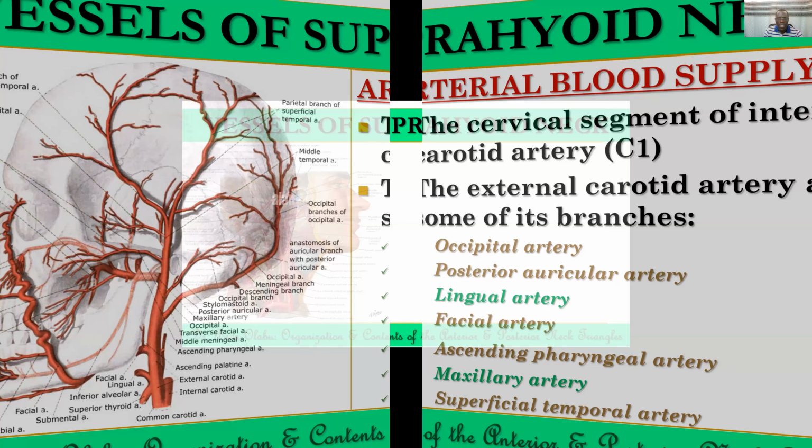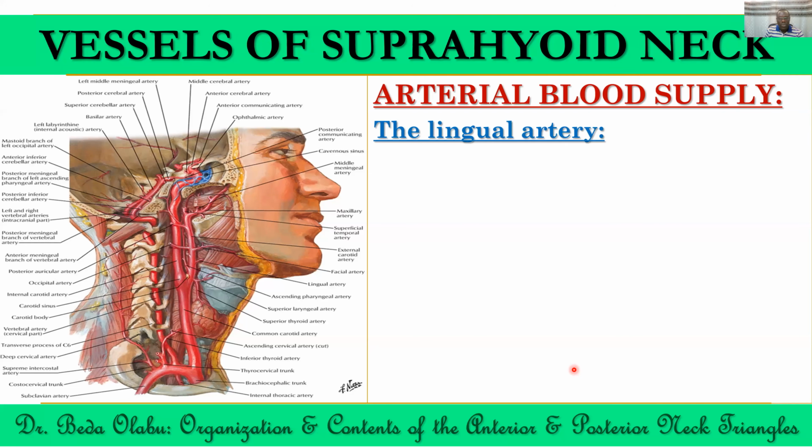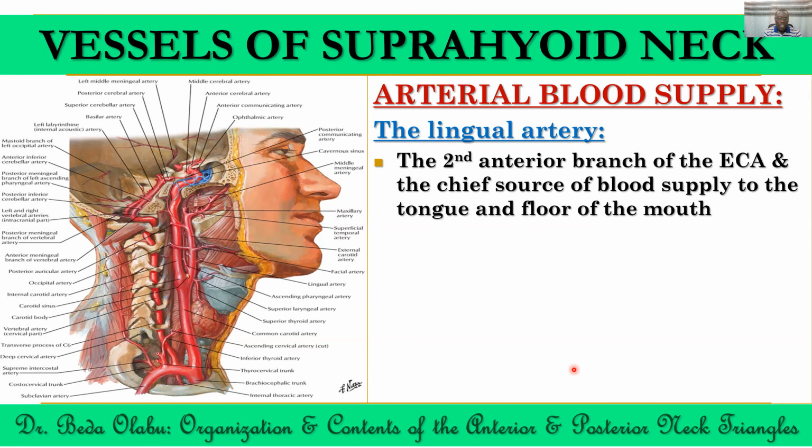We start with the lingual artery, called so because it goes to the tongue. The second branch of the external carotid artery and the chief source of blood supply, both to the tongue as well as the floor of the mouth.